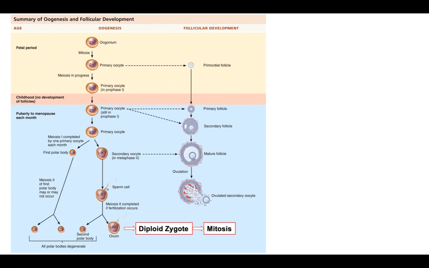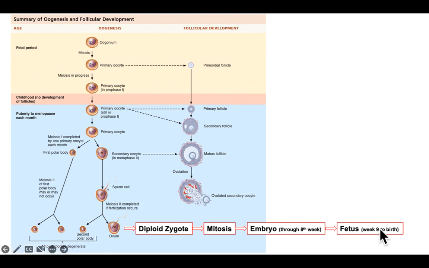Then we get a whole bunch of mitosis, which forms the embryo. And the embryo is going to implant inside the uterus and then continue to develop there until it becomes the fetus. And the fetal period begins at week 9. All right, so week 9 to birth is what we call the fetal period.